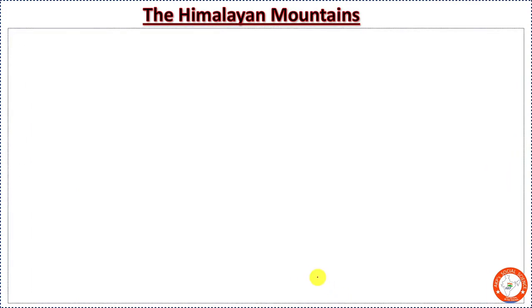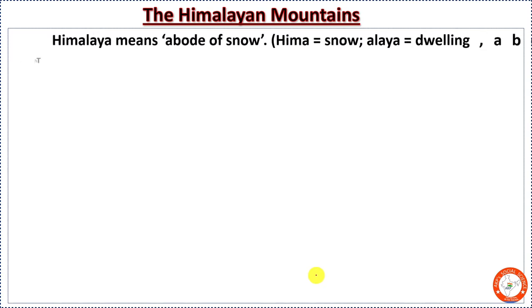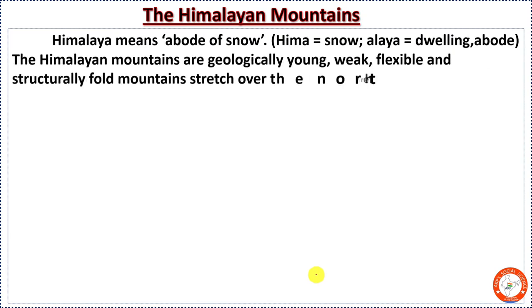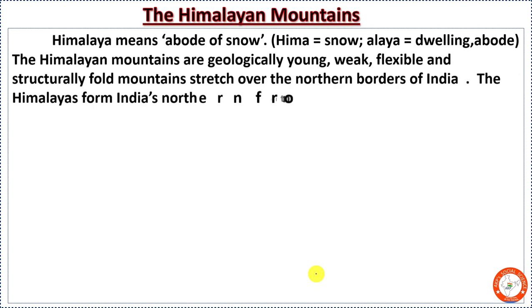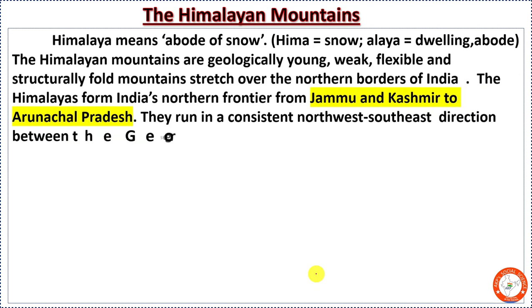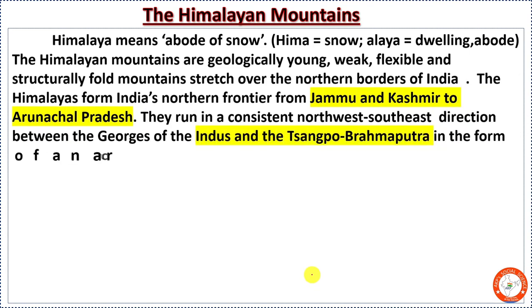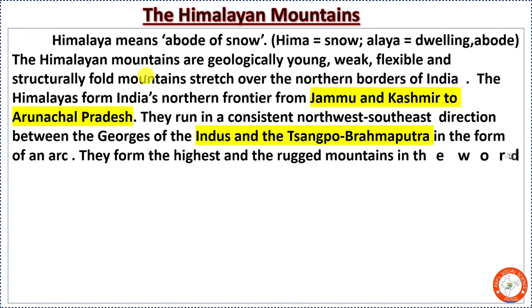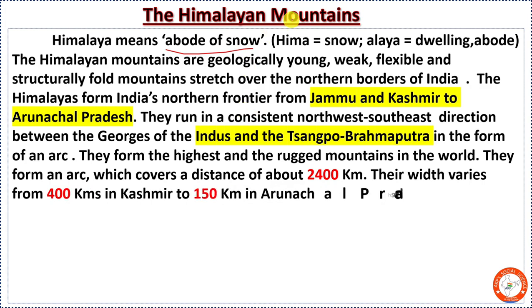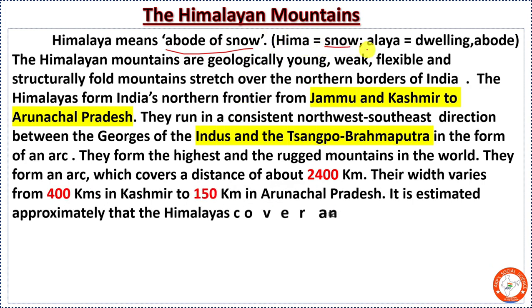Now we see the Himalayan mountains. There is a long range of mountains in the north and northeast of our country. It is called the Himalayan mountain range or Himalayas. It is the highest and longest mountain range in the world. Himalaya means abode of snow. In Sanskrit, Hima means snow and Alaya means dwelling or abode.